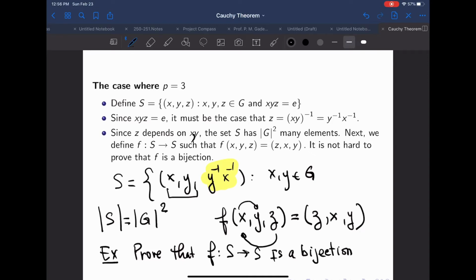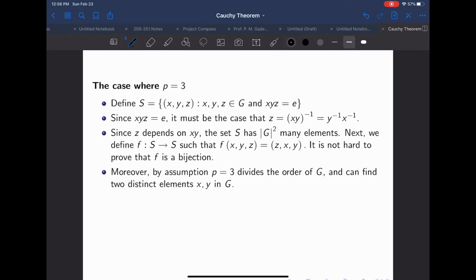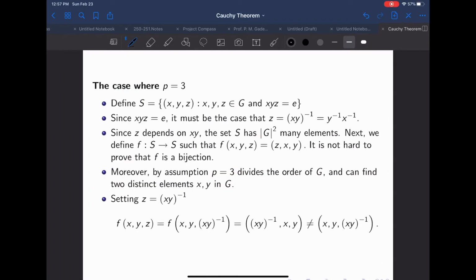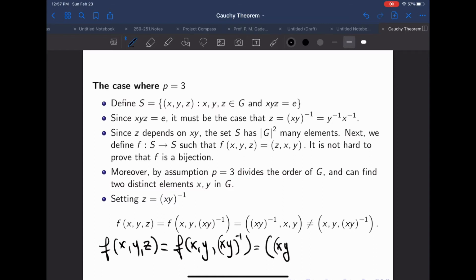Okay, go ahead and prove that. Now, by assumption, we say that p is 3, right? And 3 must divide the order of G. That's our assumption. So we can find at least 2 distinct elements x, y in G, and setting z to be xy inverse. Then if you take f of x, y, z, which will be f of x, y, xy inverse, the function f acts on this element and gives us xy inverse x y. And I claim that this can't be its input.